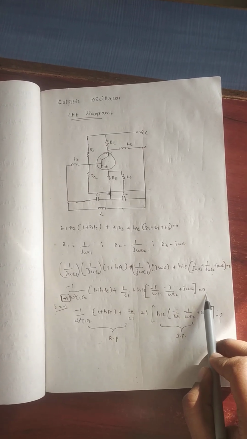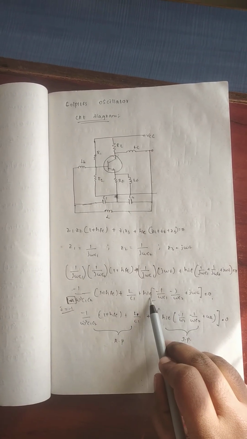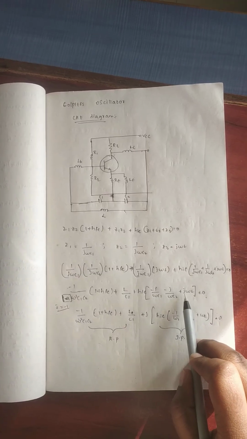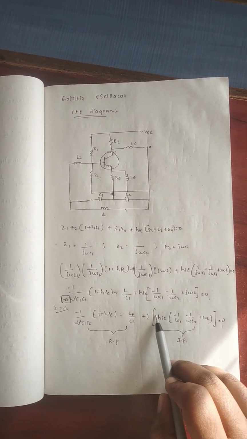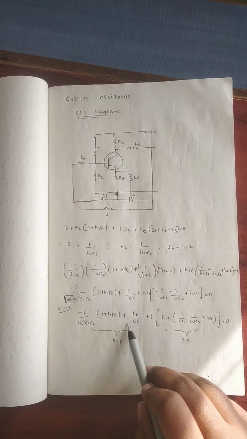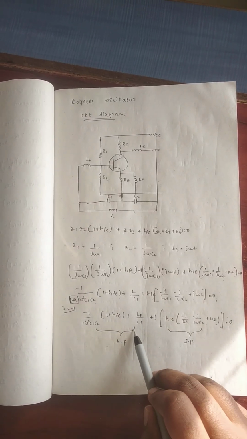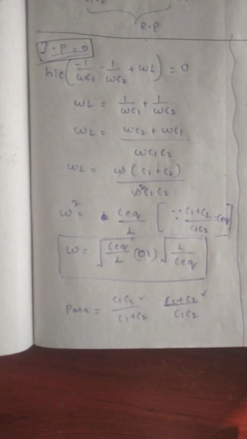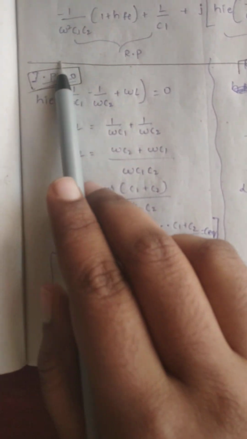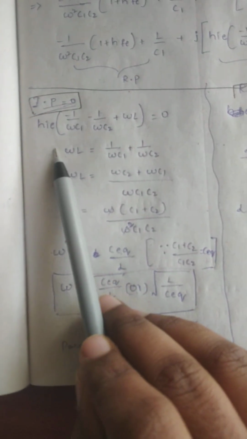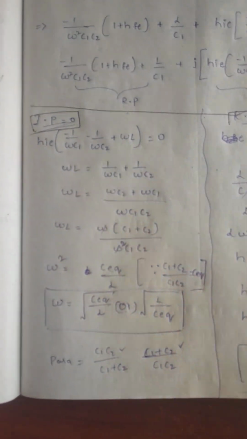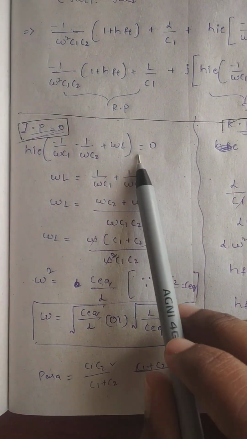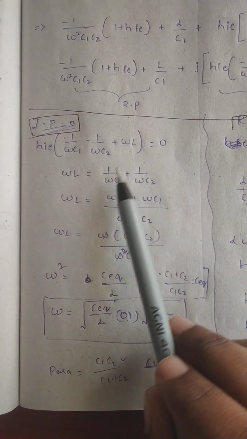We have to divide this equation into two parts, real part and imaginary part. For that we are taking j common and it is classified into two parts. One is the real part and another one is the imaginary part. Now consider imaginary part is equal to 0. HIE into (minus 1 by omega C1 minus omega C2 plus omega L) is equal to 0.